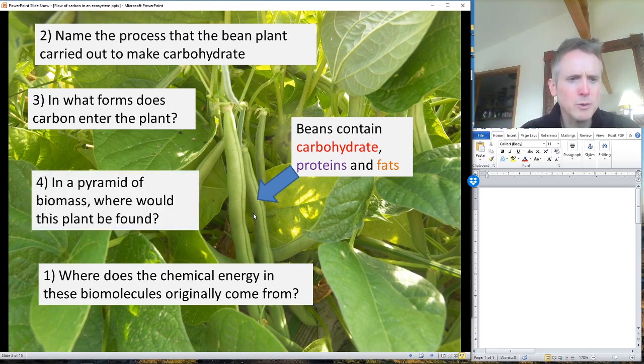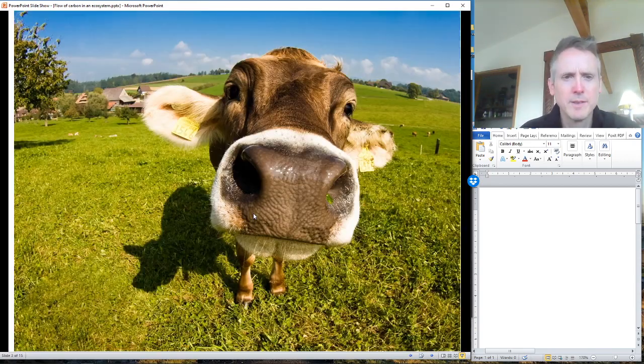In a pyramid of biomass, where would this plant be found? Would it be found at the bottom, middle, or top? Well, it's a producer. They always go at the bottom, no matter what the mass of them or number of them, they always go at the bottom.